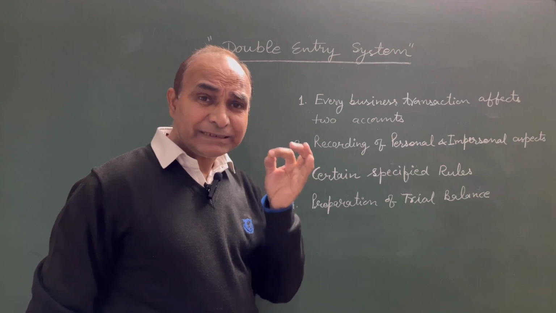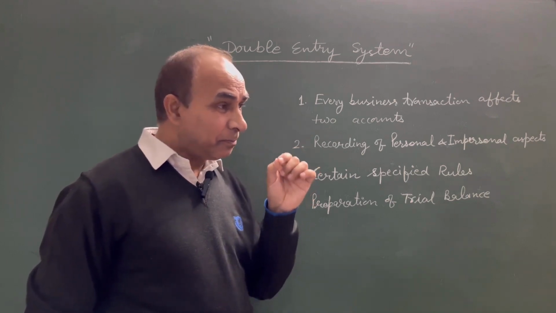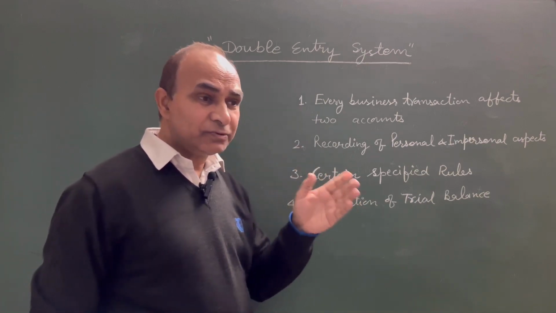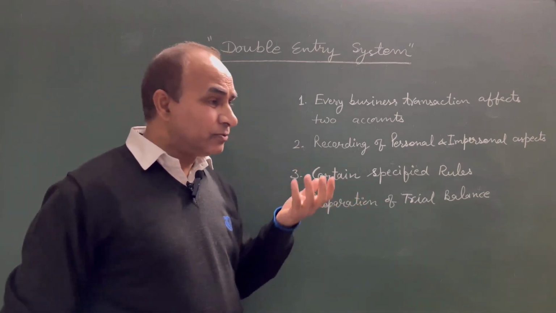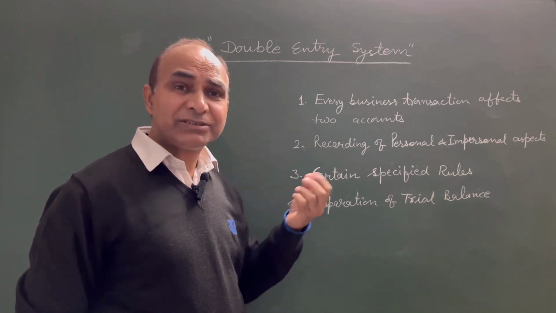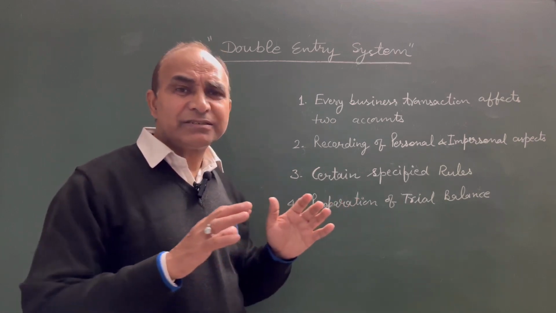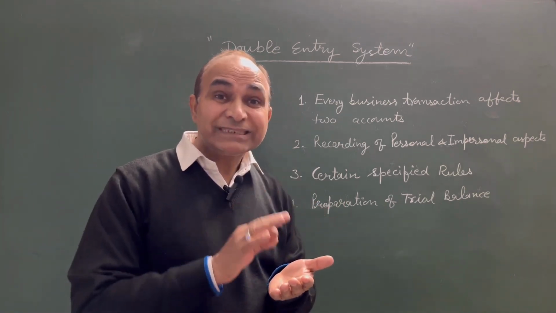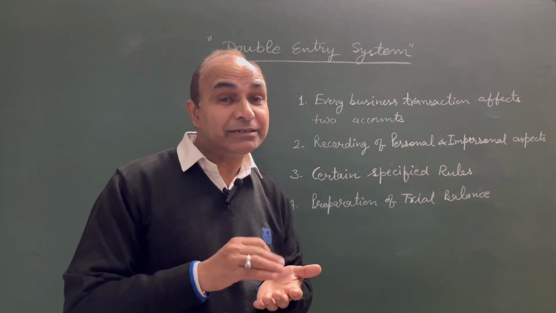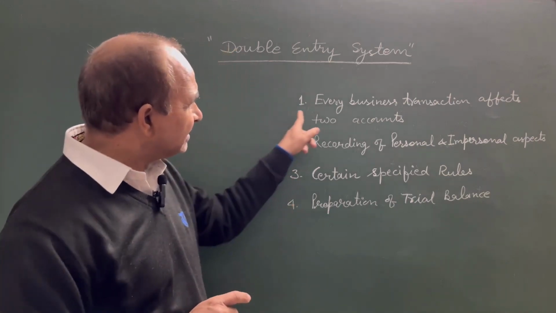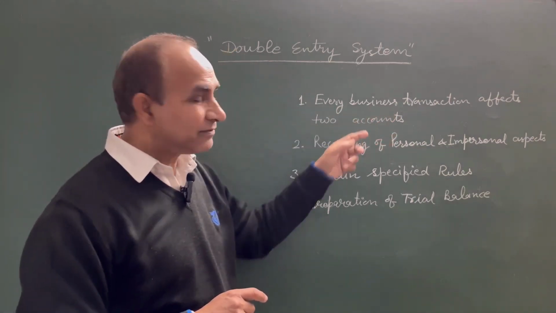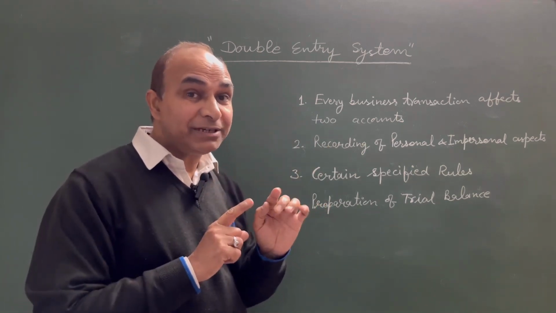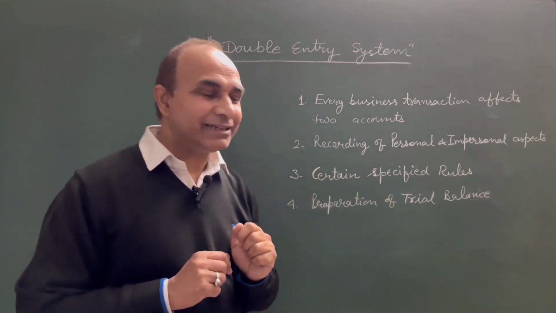Every financial business transaction, you paid salary by cash, you paid salary by check, you purchased goods, you sold goods, you earned interest, you paid bank charges. Any financial transaction is that transaction which can be explained in terms of money, in terms of finance. So that is clear that every business financial transaction affects two accounts in opposite direction. One account is debited and the another account is credited.